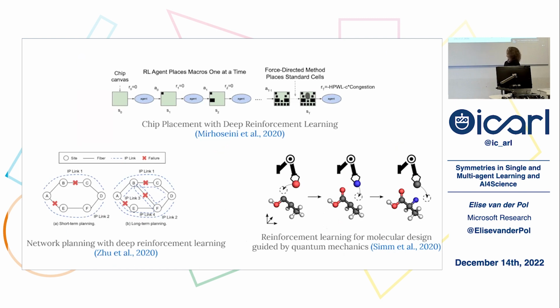Some other applications that I personally think are quite cool are on designing new things with reinforcement learning. So I put a few on this slide here. So you have molecular design, you have chip design, you have network planning, but I also heard a little bit today about evolving robot morphology. I guess you could also do that with reinforcement learning, but I don't know if people have tried.